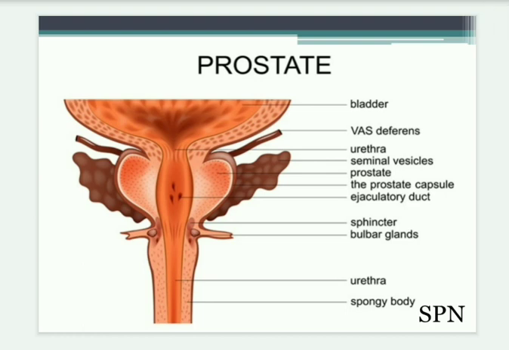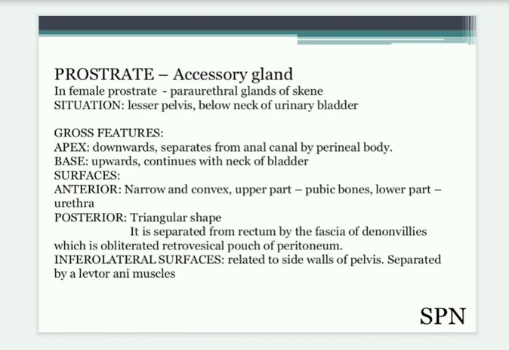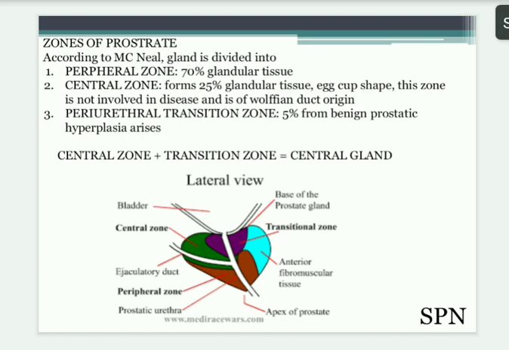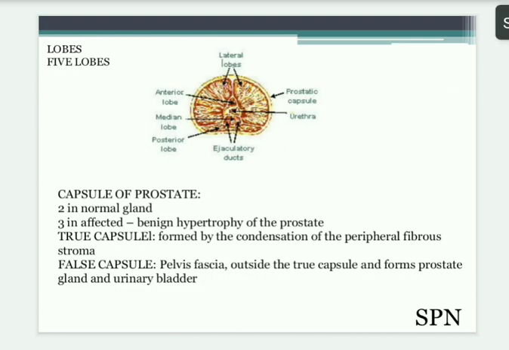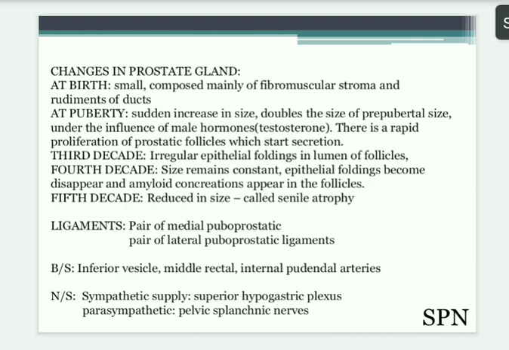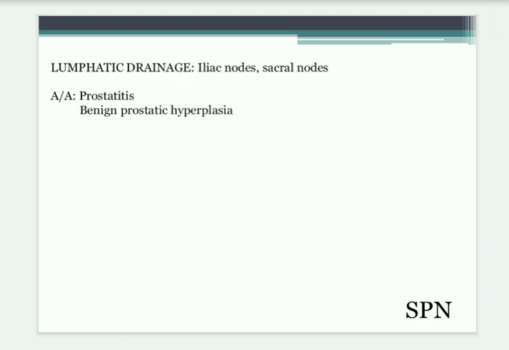Your diagram, your prostate and gross features, zones of the prostate, lobes, capsules, and the changes in the prostate gland are most important. Then ligaments, blood supply, nerve supply, and lymphatic drainage.